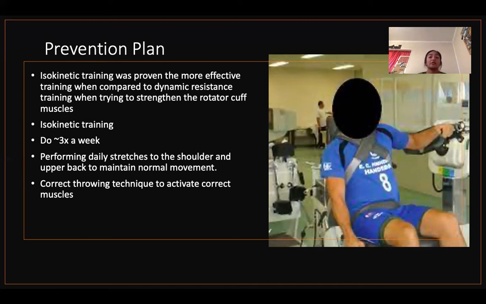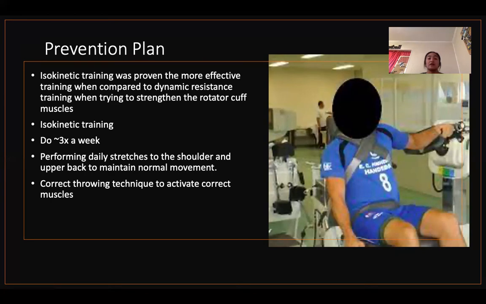And isokinetic training, as you can see pictured here to the right, the exercise machine tracks the different levels of resistance, and it is able to track your movements. That way your movements are at a constant speed. No matter how much force you are applying, whatever strength level you are at, the machine will always match it.